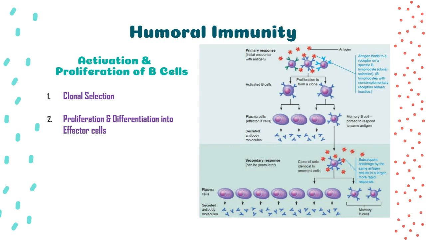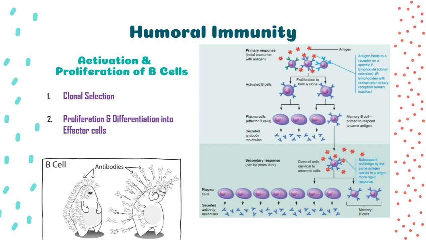And the B lymphocytes also differentiate into memory cells. These memory cells are produced in case we get re-exposed to the same pathogen again. Our immune system will recognize this pathogen faster and elicit a stronger immune response against it.